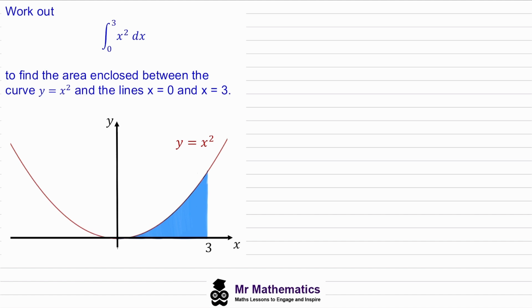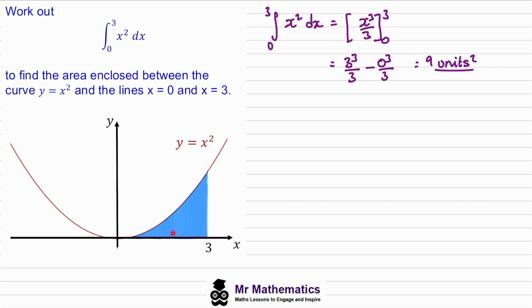Okay, so we've been asked to work out the area under the curve y equals x squared between the limits of 0 to 3 using definite integration. So all we do, we integrate this x squared with respect to x, and this becomes x cubed over 3 between the limits of 3 and 0. And then we substitute in each of these limits. So we'll get 3 cubed over 3 minus 0 cubed over 3, which is 9 units squared. So that would be the area of this blue region here. Okay, let's try one more question.